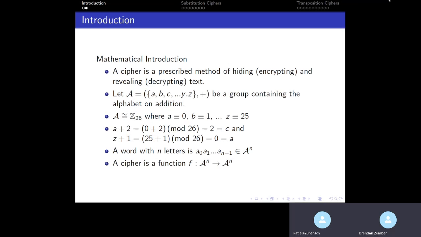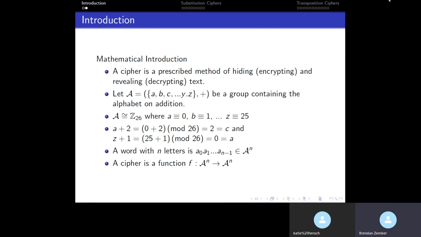So, as an introduction to the math that is used here, ultimately a cipher is a way of hiding or encrypting and revealing or decrypting text. So first we need a group in which we can perform operations. So let A be a group containing every letter in the English alphabet on addition. Since there are 26 elements, this is isomorphic to Z mod 26, where A is equivalent to 0, B is equivalent to 1, and so on and so forth, and Z is equivalent to 25.